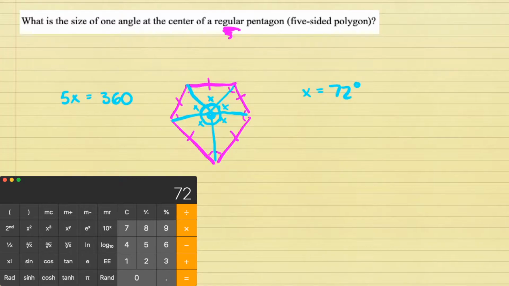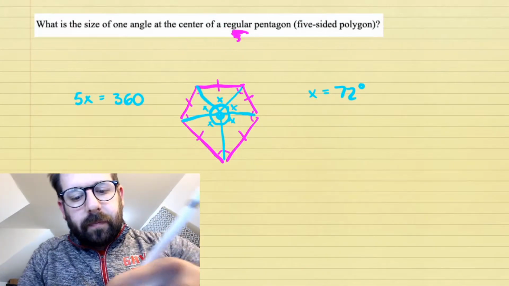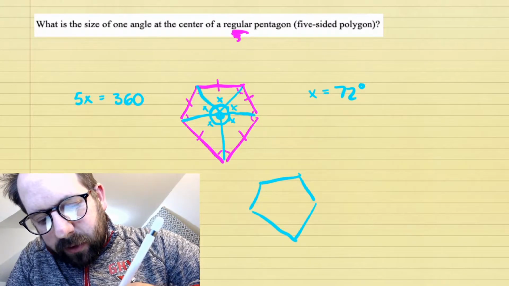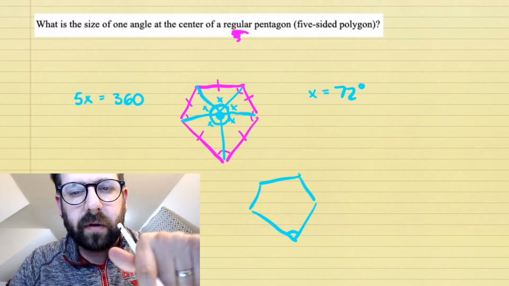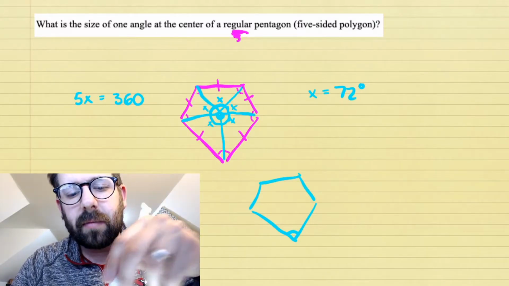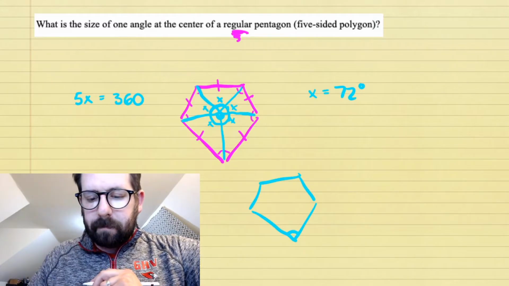Now that's the center, that is not interior angles. There's a difference there in vocab terms that I want you to understand. Interior angles are, if you had your pentagon, the angles like right here. They actually touch the vertices, the corners of the picture. We're talking about the central angles, ones at the center that make a circle in the middle. So those are all 72s.